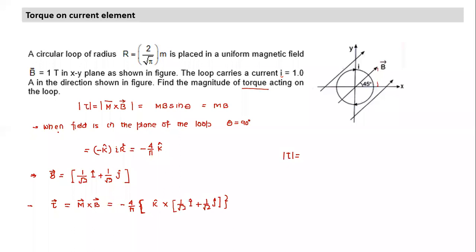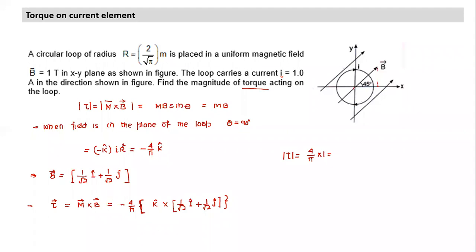This is something we should immediately spot. Whenever the field is in the plane of the loop, theta is equal to 90 degrees. It will experience the torque m into b. So in that case, directly I could have calculated m is equal to 4 by pi magnitude, and b is equal to 1. That's the torque. But which direction will the ring rotate? If I have to figure out which direction the ring will rotate.